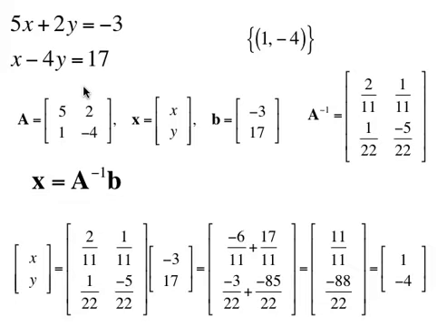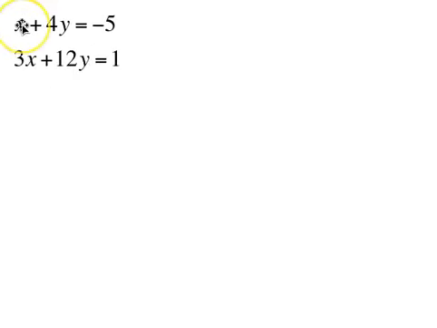Let's look at one more. So I have x plus 4y is negative 5 and 3x plus 12y is 1. Our matrix A is, of course, the coefficients to the left of the equal sign. That'll be 1, 4, 3, 12. And our matrix B would be negative 5, 1. And our answer, x, y, should be A inverse B. But what is A inverse?